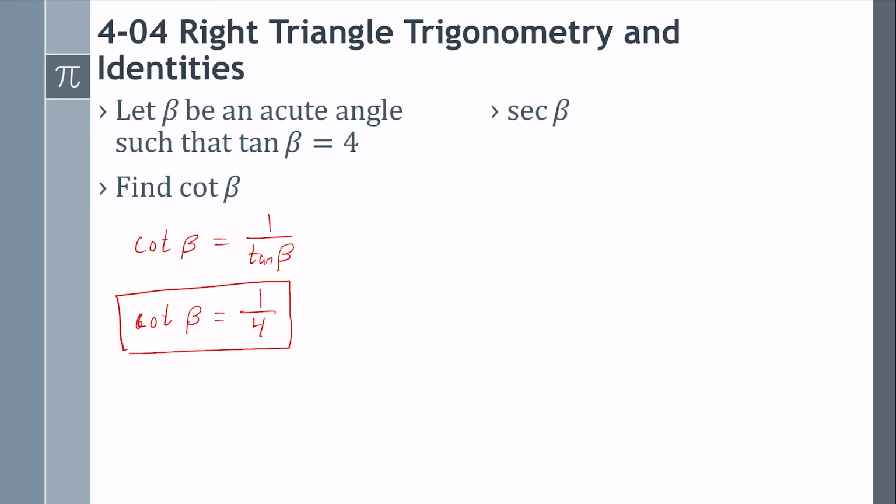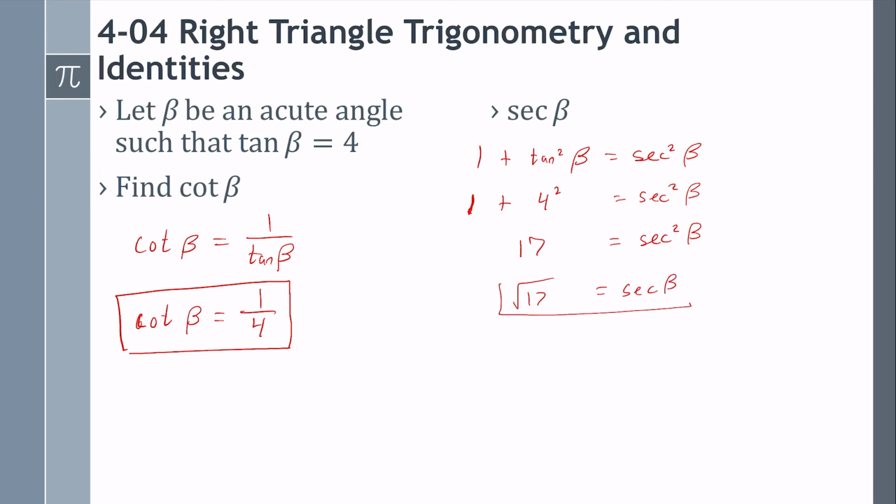How about secant? Can we relate secant and tangent? Oh, sure, a Pythagorean. 1 plus tangent squared equals secant squared. Tangent is 4. So that makes 17, because 4 squared is 16. And then square root to get rid of the square, so secant of beta is the square root of 17.